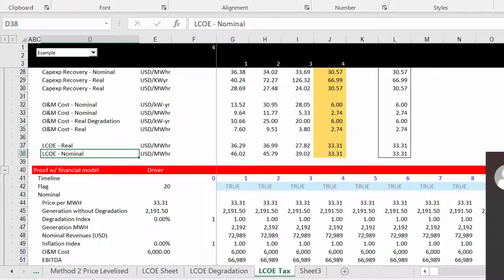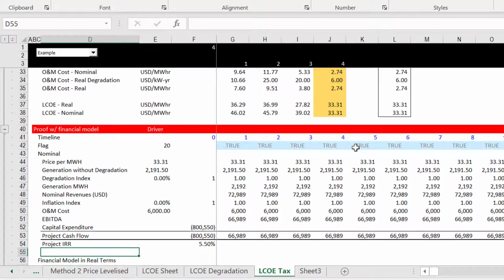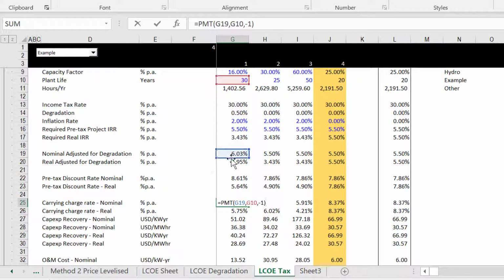That's for sure. So let's now go, and so now we have, if we just stop here, oh, come on. I didn't adjust the carrying charge rates, did I? So now we should take the pre-tax discount rate rather than the after-tax discount rate, Shift Control P.